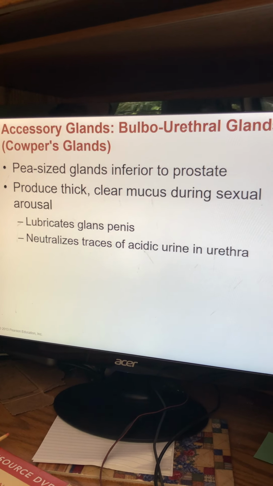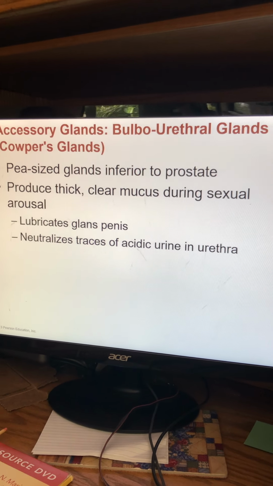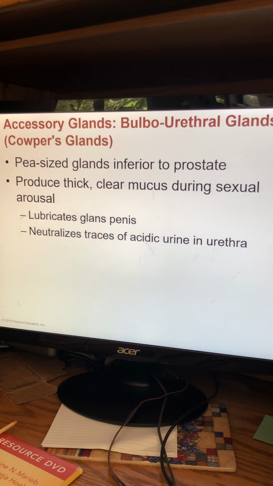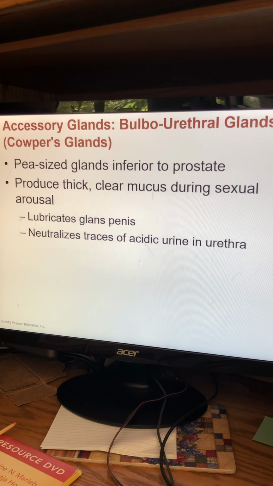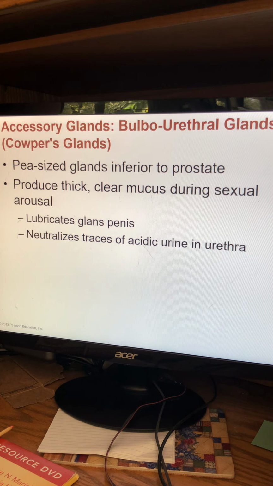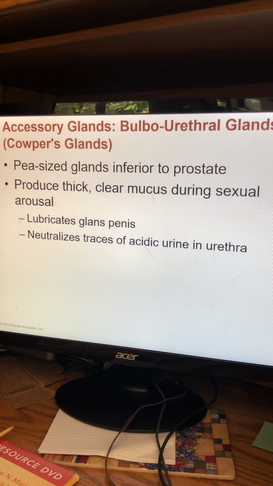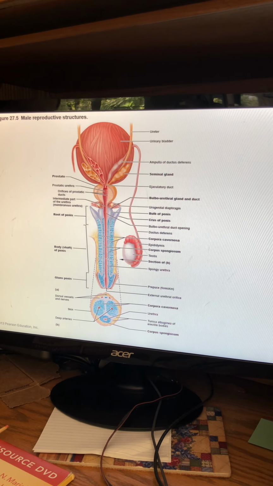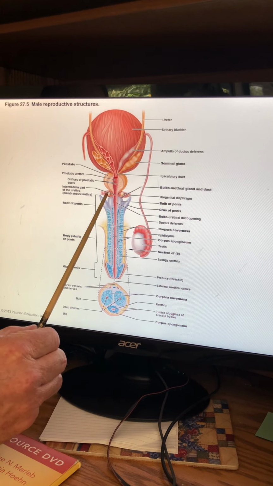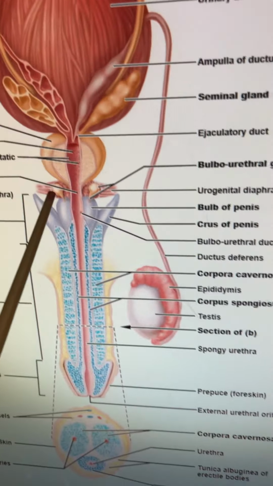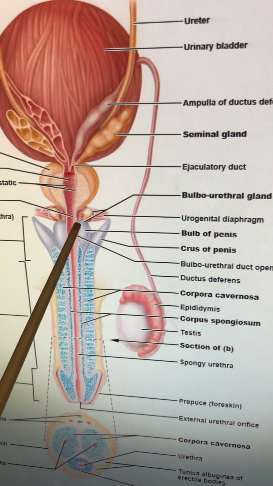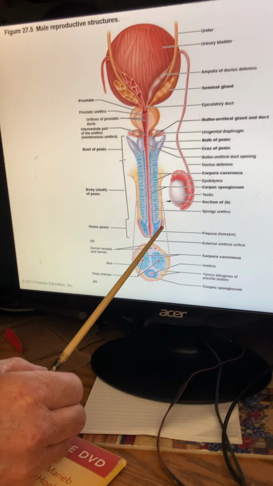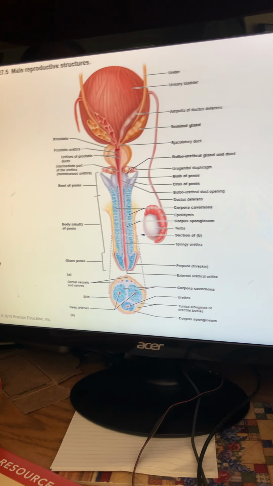The bulbourethral glands, as I mentioned before, are the Cowper glands. It's a pea-sized gland inferior to the prostate. It produces a very thick, clear mucus during sexual arousal. It's going to lubricate the glans penis, but in addition to that, it's going to neutralize any traces of acidic urine that's left in the urethra. And so these two guys are the bulbourethral glands, these little tiny circles there, and their secretions will get here, and they're going to be the first ones that are going to be ejaculated out during arousal.